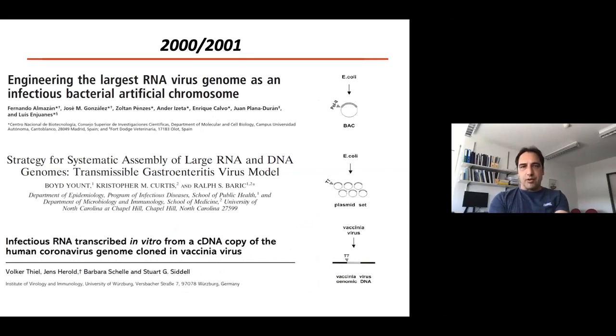At the same time, or a little bit after that, Ralph Baric came with a system different from the BAC system, with a set of plasmids that together comprise the full-length cDNA, and they were ligated together to have a full-length DNA. And we came later in 2001, in the group of Stuart Siddell, with our system, where we omitted E. coli as the cloning host and cloned the entire cDNA into a vaccinia virus backbone.